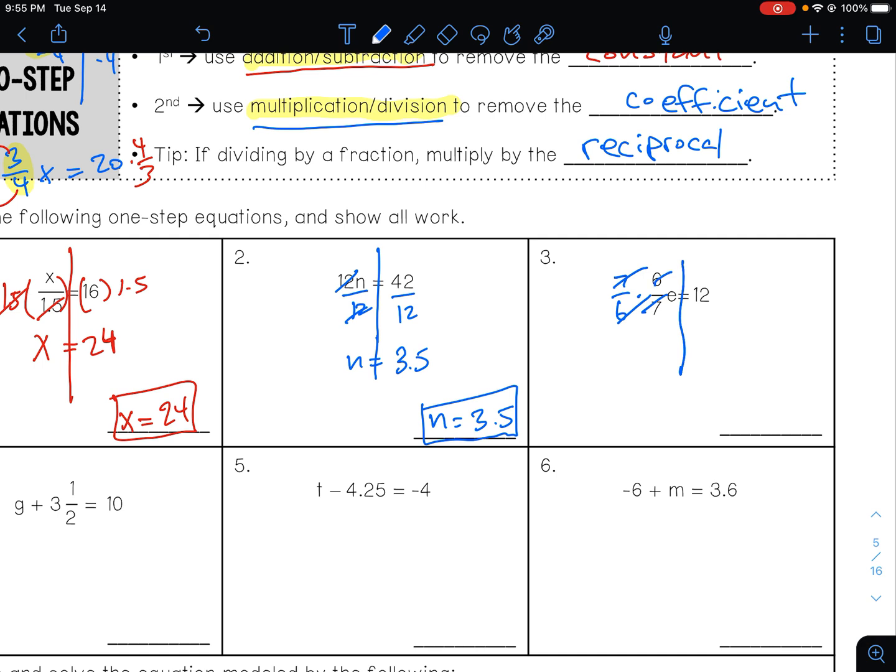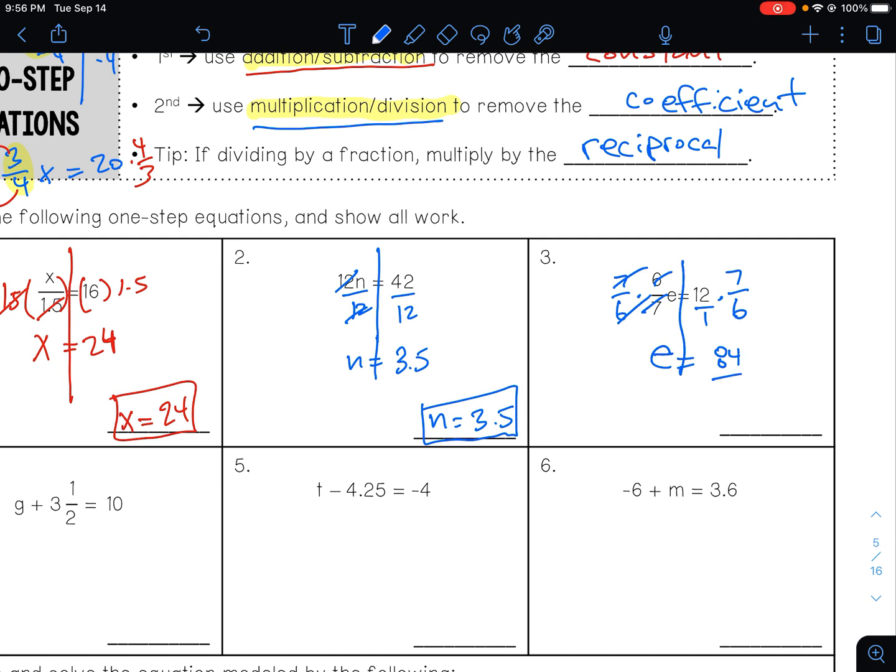You can cross cancel also. Oh, we have to multiply the other side by the same thing, which is 7 over 6. How do I do this? Well, 12 is just 12 over 1. 12 times 7 is 60, 72, 84. It's 84. And 1 times 6 is 6.